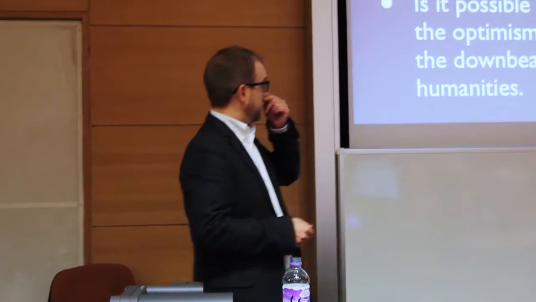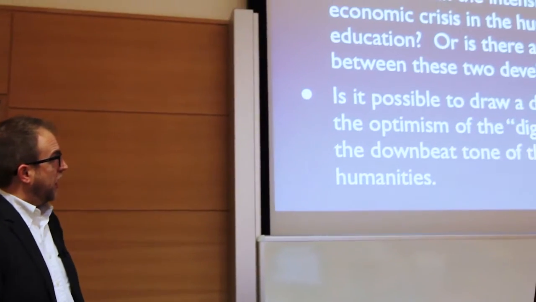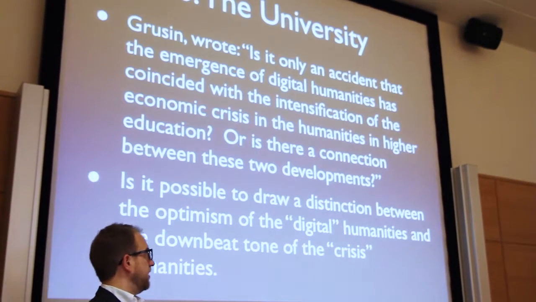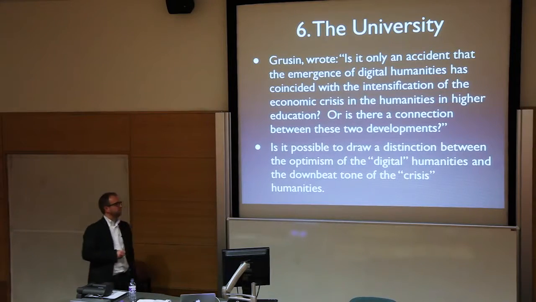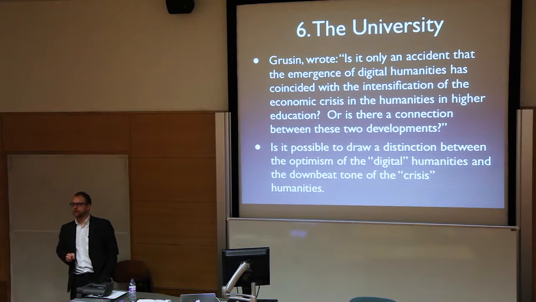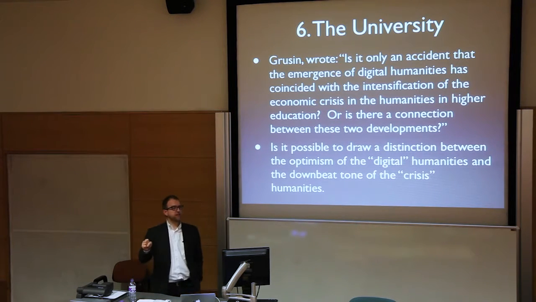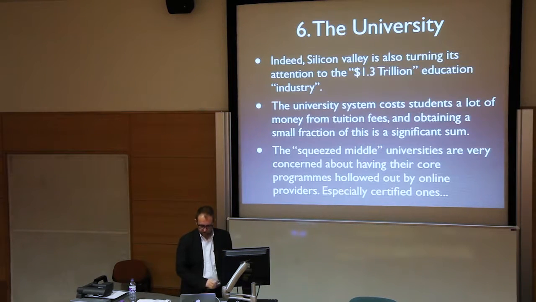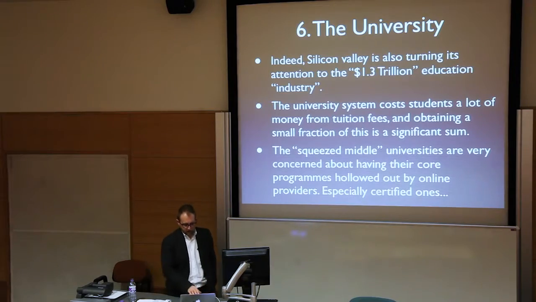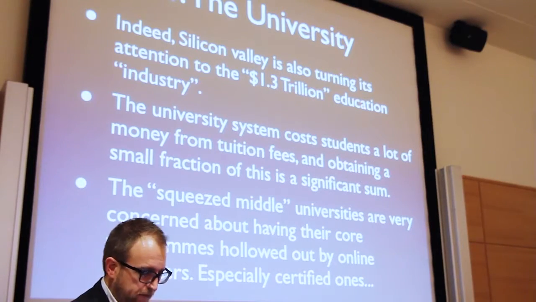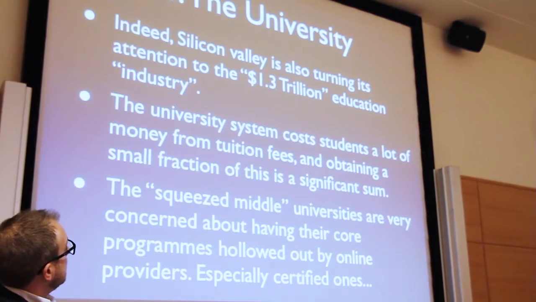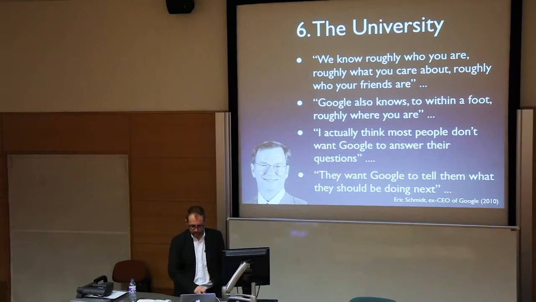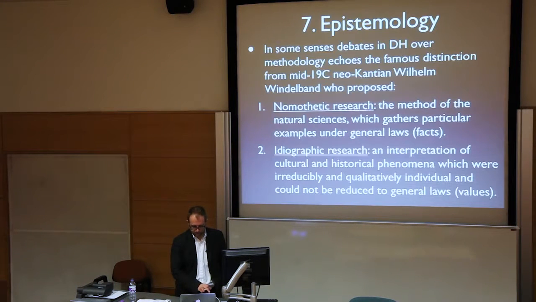Okay, so Grusin, I just want to draw attention to this. I think it's a wonderful distinction. Grusin raised a question about the distinction between the optimism of the digital humanists, why are they so optimistic, and the downbeat tone of the chronicles, the crisis humanities. I think he really nails it with that term, the crisis humanities. There's no doubt about it, the humanities' self-understanding is one of crisis and concern. I don't really want to talk about this, I haven't got enough time, but Silicon Valley estimated that globally the education industry is worth 1.3 trillion, and they would really like to get some of that money.